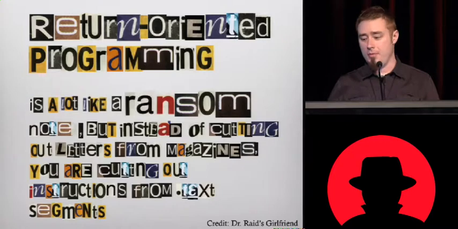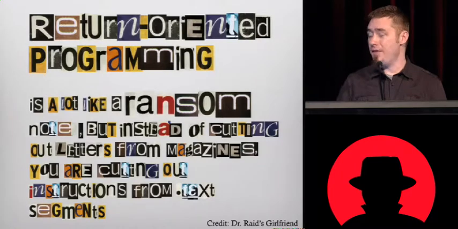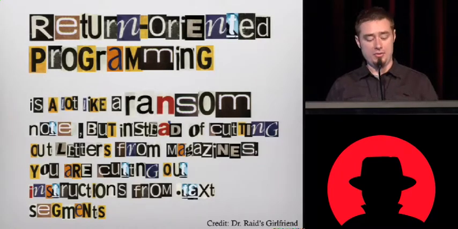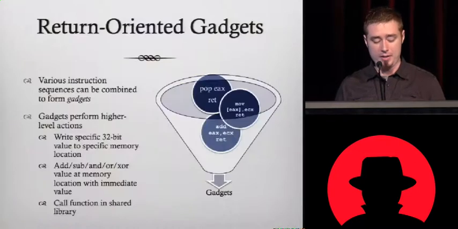You're going through the newspaper, cutting out letters, and those are the unintended instruction sequences. Then you combine them into words, and these are your return-oriented gadgets, to use the terminology. Then you combine those gadgets into an actual letter, or actual note, and that's just like your return-oriented payload. So it's a really great way of explaining it.